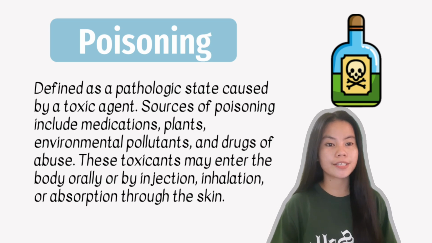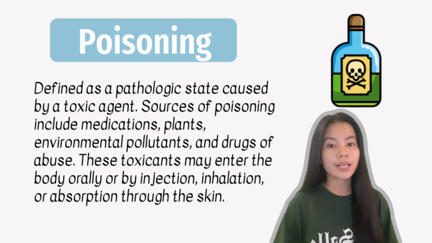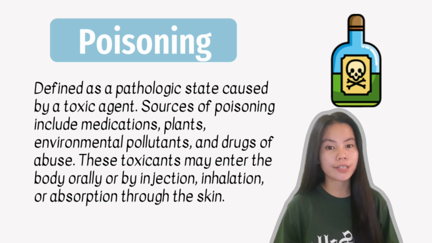Poisoning is defined as a pathologic state caused by a toxic agent. Sources of poisoning include medications, plants, environmental pollutants, and drugs of abuse. These toxicants may enter the body orally or by injection, inhalation, or absorption through the skin. Poisoning may be unintentional or accidental, or intentional.